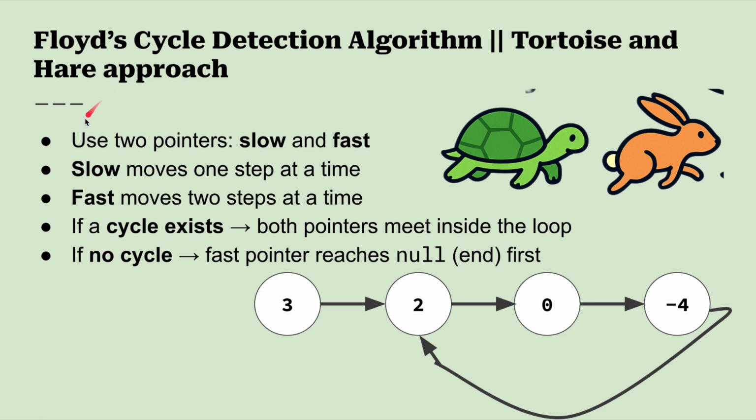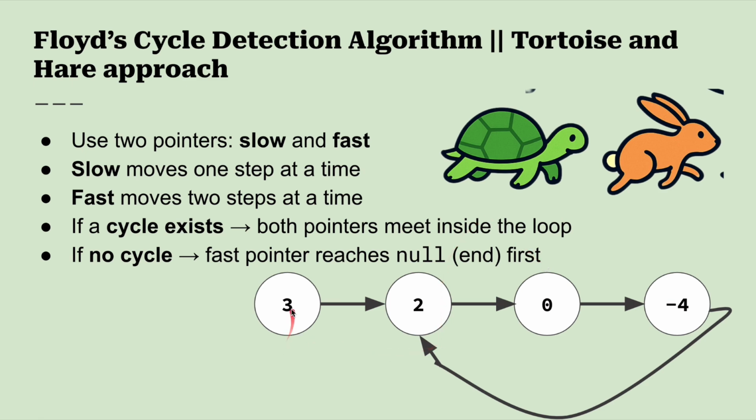So let's understand. If we are using two pointers, in this case slow and fast, slow moves one step at a time and fast moves two steps at a time. If a cycle exists, both pointers meet inside the loop. If there is no cycle, the fast pointer reaches null at the end. So this is the algorithm.